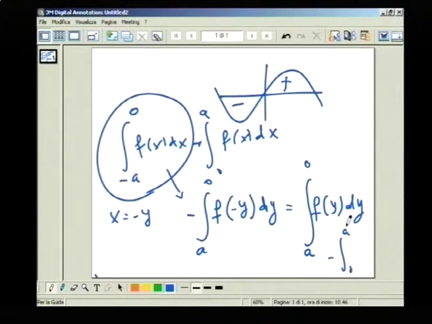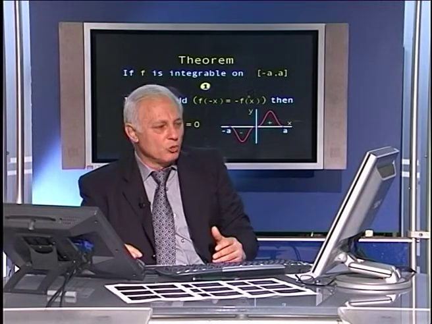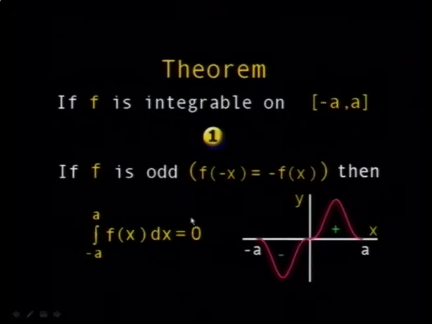So when you add them up, from 0 to a and from 0 to a again, this is f of x dx, and this is minus the integral again of the same integral of f of x dx, so they add up to 0. So when you have a function which has odd parity, the integral over such an interval becomes equal to 0.